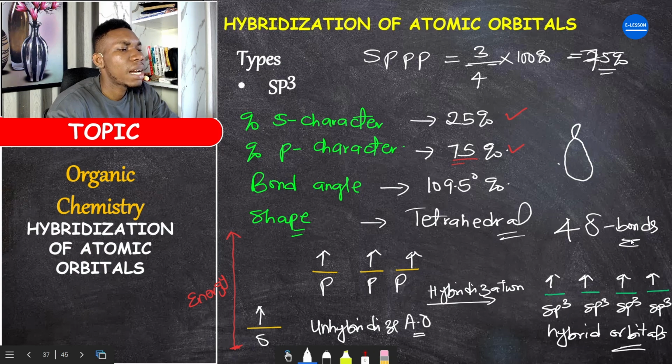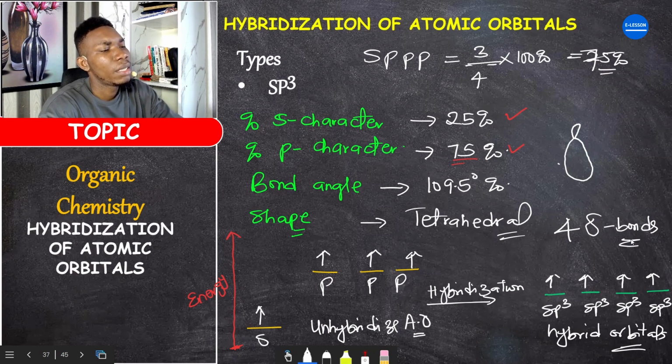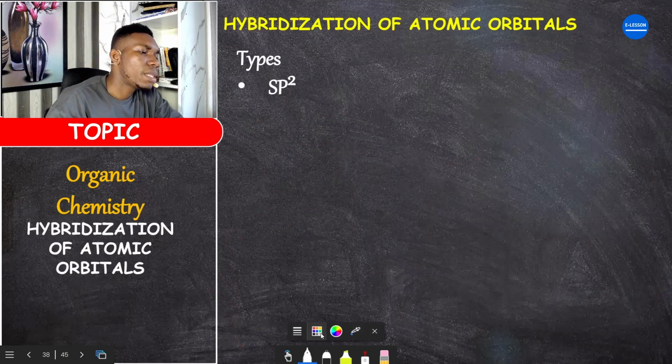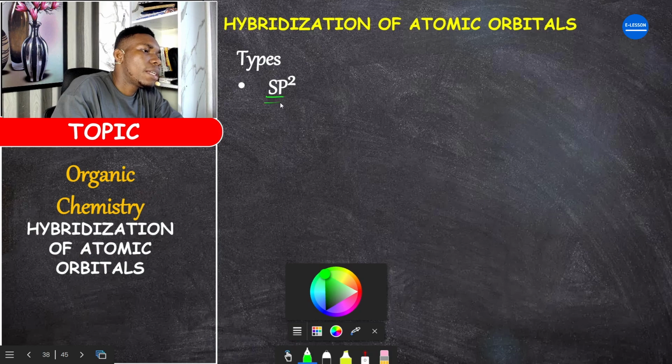We say percentage S character, 25%, percentage P character, 75%, bond angle 109.5 degree. Shape is what? Tetrahedral. Now let us talk about sp2. We're still coming back to everything we said about sp3.